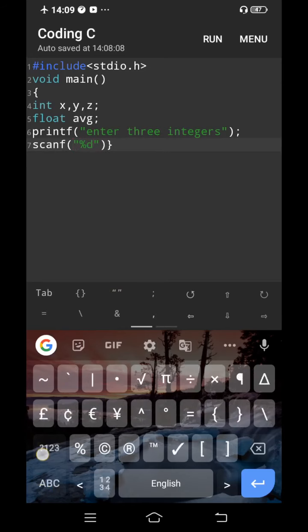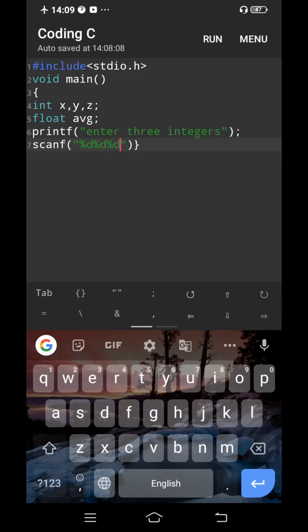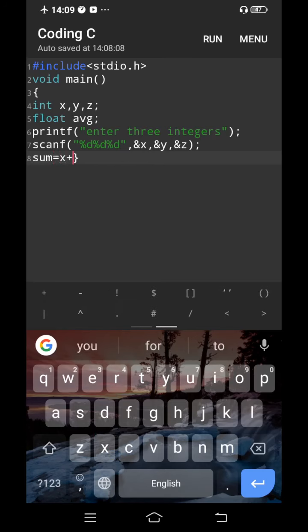%d, %d, %d, comma, and x, comma, and y, comma, and z. And next, the formula of sum is equal to x plus y plus z.